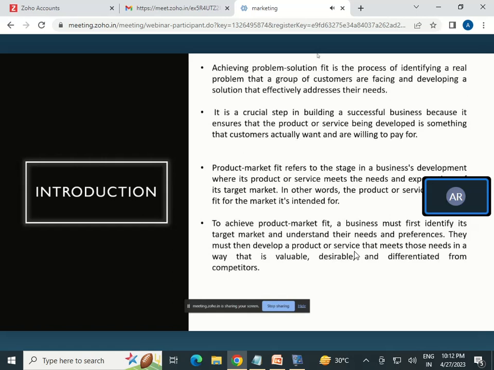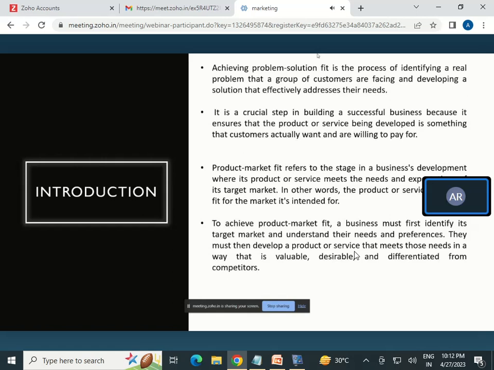So product market fit refers to a stage in business development where its product or service meets the needs and expectations of a target market. We will select a market, we will study that market, and we will do all the research on that market. Exactly. We will find out how our product is going to fit in this market, and then we launch it. That's it, right? Of course, if you have questions about examples of companies developed through product market fit, in the next 40-45 minutes we are going through all of those things. So don't worry about it.